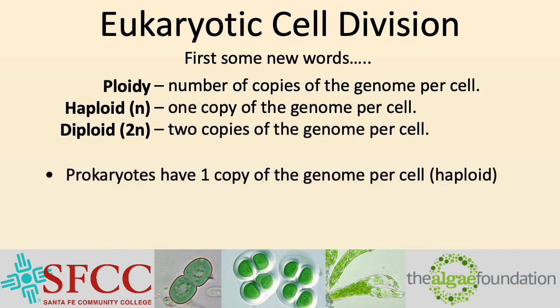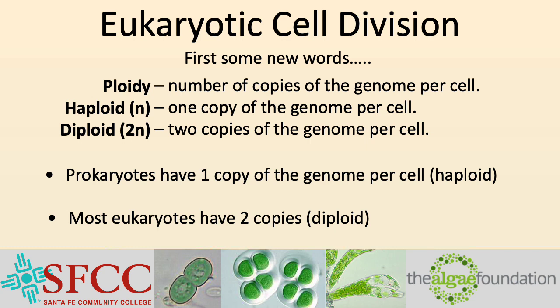Prokaryotes only have one copy of the genome per cell and are by definition haploid. Most eukaryotes have two copies of each chromosome in the cell and are diploid. The reproductive cycle of eukaryotes alternates between haploid and diploid stages in the cell cycle. Some eukaryotes spend most of their life as diploids, like you. Other eukaryotes spend most of their life as haploid, like some algae.